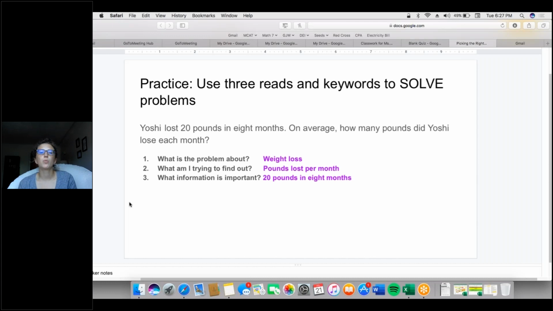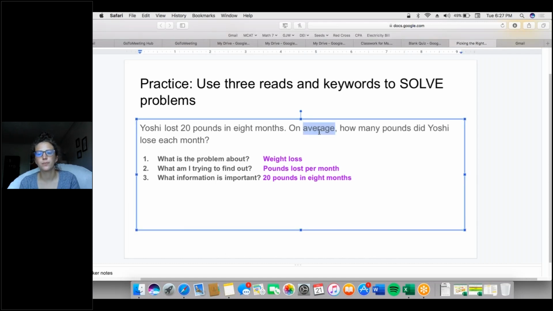And now I'm going to go back and read it one more time and ask myself what information is important for me to do that. It says Yoshi lost 20 pounds in 8 months. On average, how many pounds did Yoshi lose each month? Well, I see that there are 20 pounds in 8 months, and that seems important to me because I know my final answer is relating pounds to months. But I don't know how I'm going to get there. But I do see this keyword average, and I'm going to write that down as something that's important too.